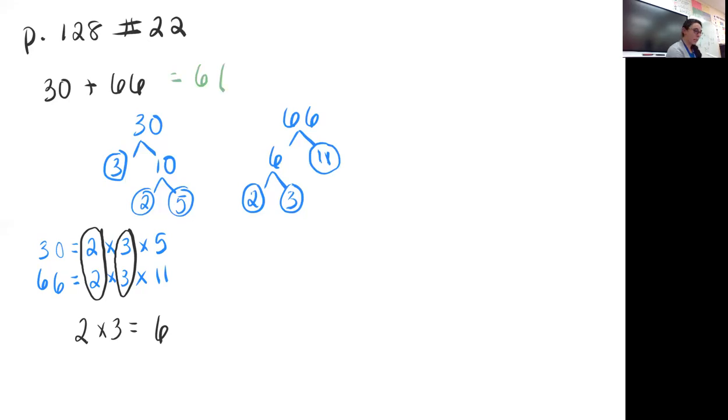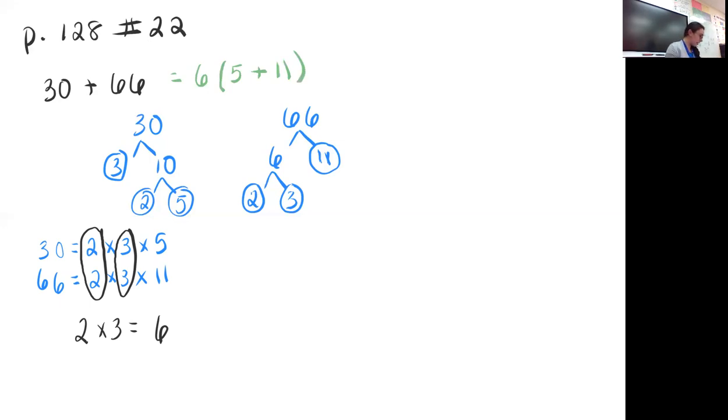I've got my parentheses for my distributive property. I'm thinking about what can I multiply 6 by in order to get 30? And I can refer back to what were my leftovers. So for 30, I can multiply 6 times 5 plus 6 times what gets me 66? 6 times 11 gets me 66.